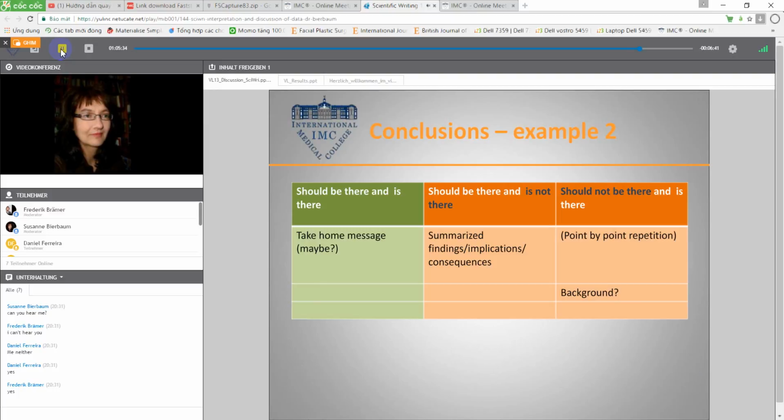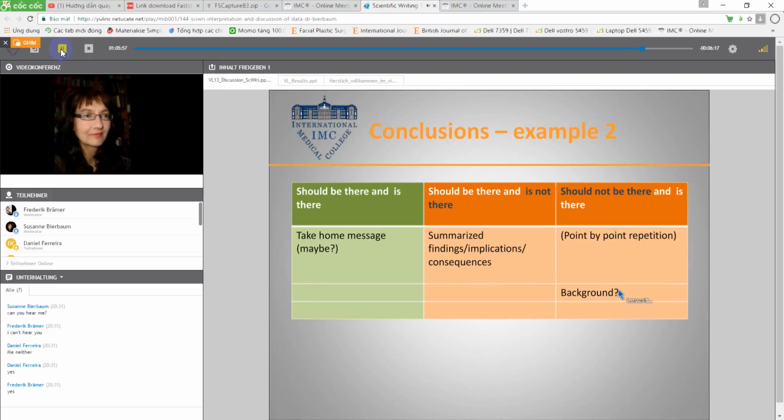I don't know why this slide appears again. Oh yeah, what shouldn't be there? Take-home message. Said that. So that's a maybe. It's a little bit vague. Could be clearer, but it's there. That's not an absolute must, but sometimes you can add one or two interesting side issues, no more. And definitely, there shouldn't be any background information in there.